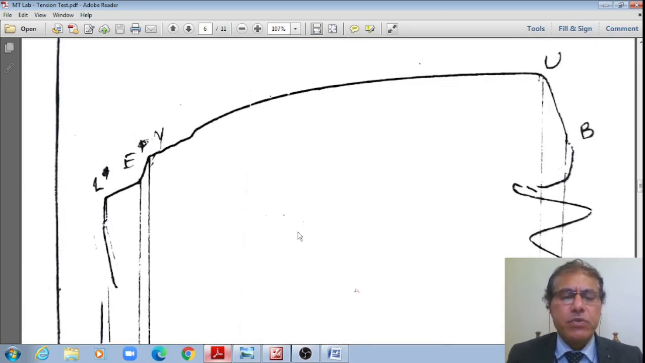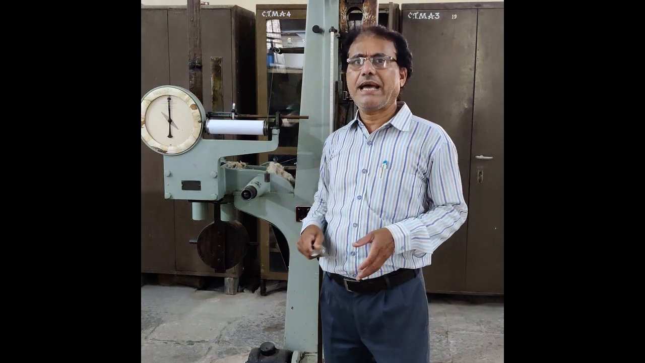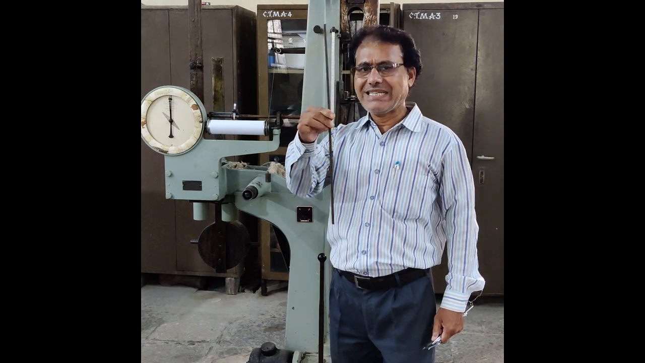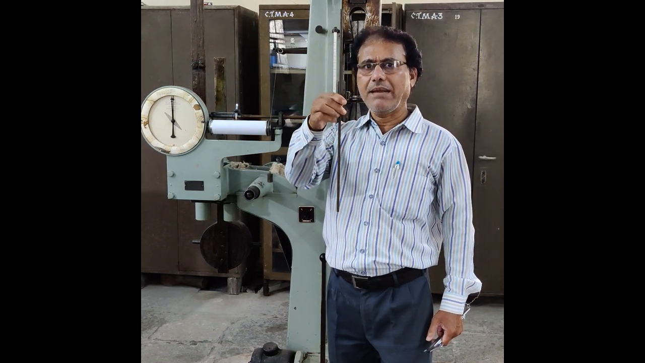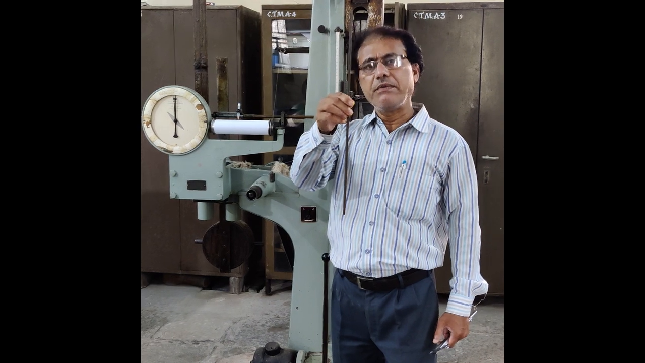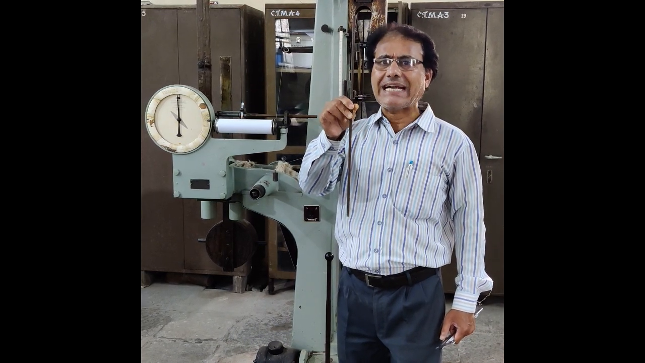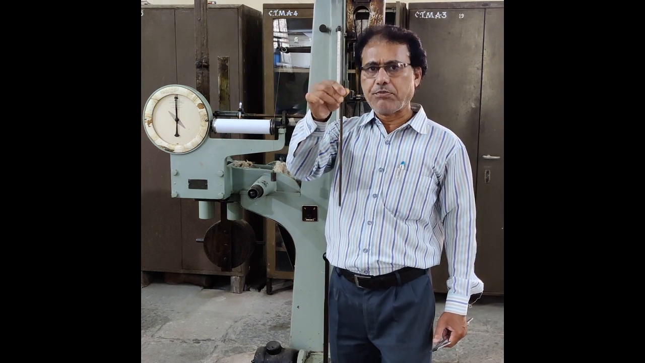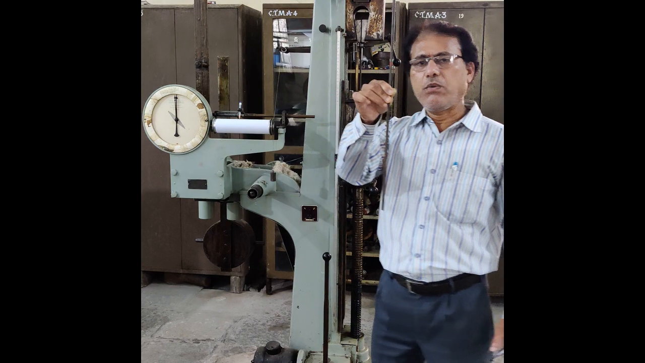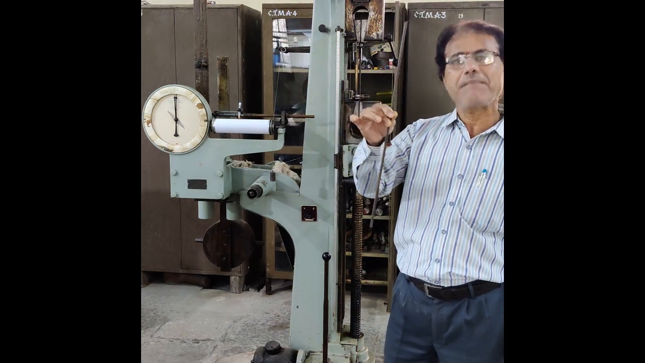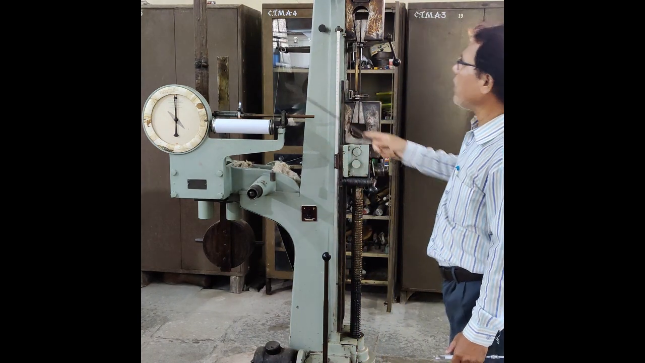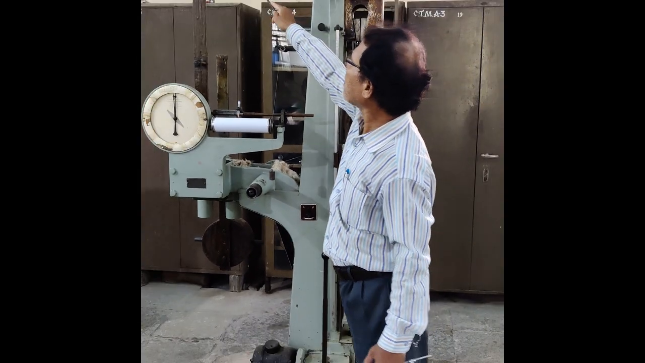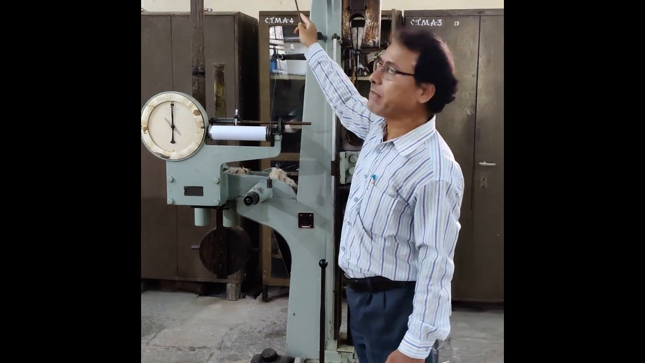Now let us see the experiment, student. As we shall see in the material testing lab, in today's class we shall see the tension test on a mild steel rod, wherein we wish to find the stress strain characteristics of this given mild steel specimen. A specimen is given of appropriate diameter. Therefore, I want to find out the stress strain characteristics of this mild steel specimen, for which we will have this experimental setup, which is called the Amsler's universal testing machine.